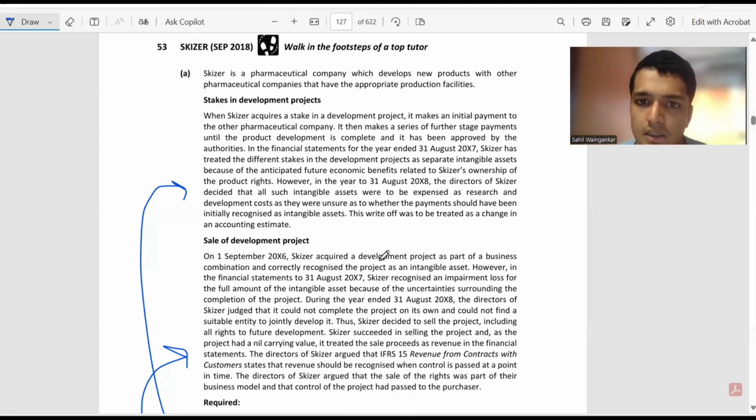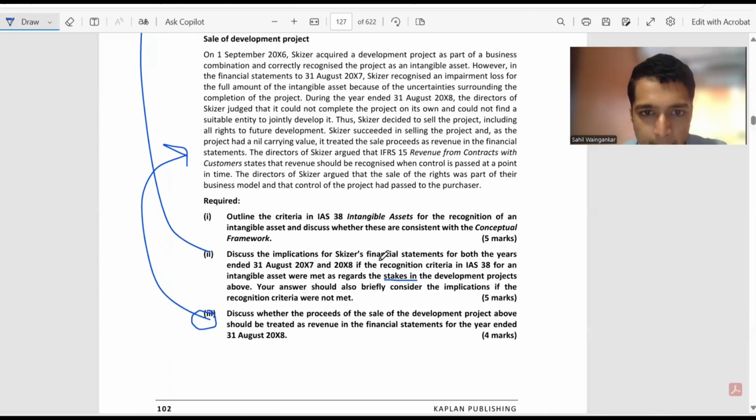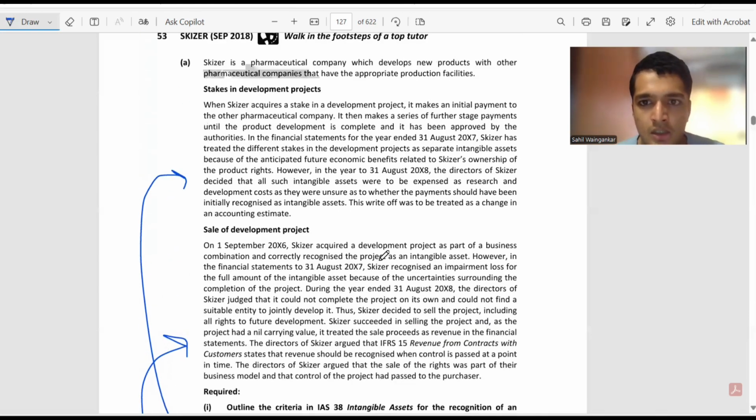However, in the year ended 31st of August 18, the directors of Skizer decided that all such intangible assets were to be expensed as research and development costs, as they were unsure as to whether the payments should have been initially recognized as intangible assets. This write-off was treated as a change in accounting estimate. First of all, no, it is a change in accounting policy.